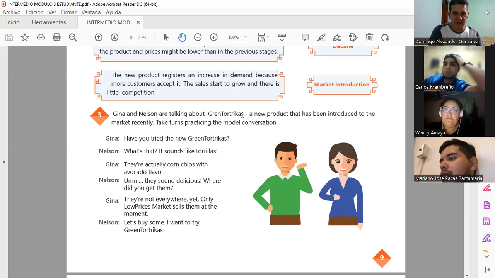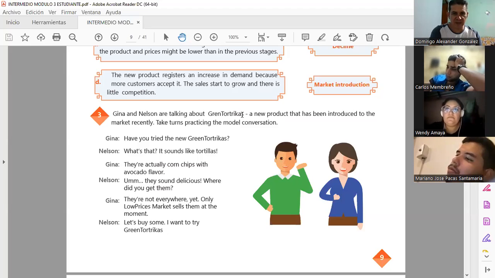And then Nelson says, they sound delicious. Where do you get them? And Gina said, they're not everywhere yet. Only Low Prices Market sells them at the moment. And Nelson said, let's buy some. I want to try green tortricas.